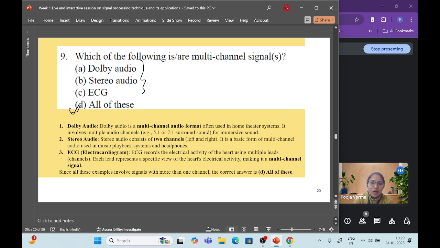That means electrocardiogram, right? So what does ECG do? ECG monitors the heart activity. When we are monitoring the heart activity, we are connecting multiple wires. If you have seen an ECG, that is also recorded from multiple channels, so it is also a multi-channel signal. So all of these three are multi-channel signals. That's why all of these options are correct.